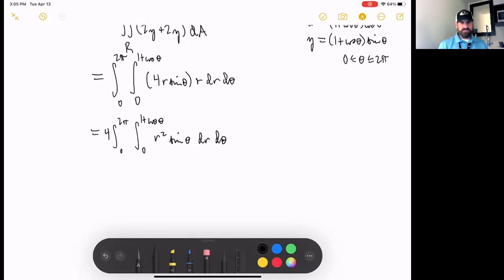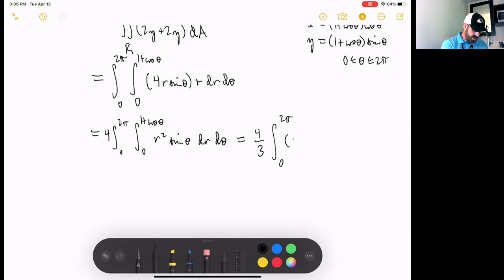Okay, well, what now? Let's see. The antiderivative of r squared is 1/3 r cubed. So this is going to be 4/3, and I'll pull out the 1/3 here. R cubed, and you plug in r equal to 1 plus cosine theta and r equal to 0. And what you're going to get is the integral from 0 to 2 pi of r cubed, which is 1 plus cosine of theta cubed, times sine theta d theta.